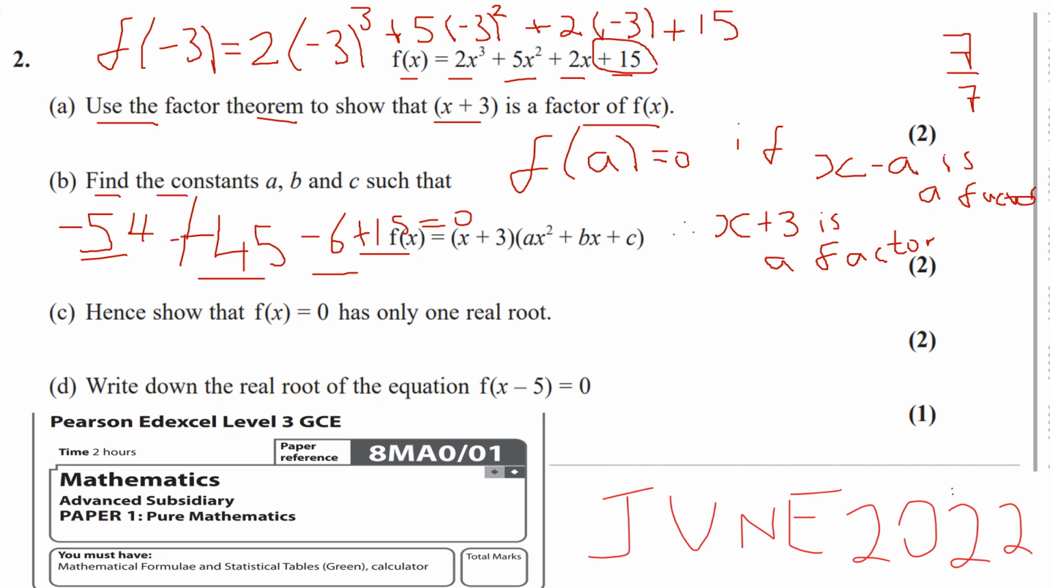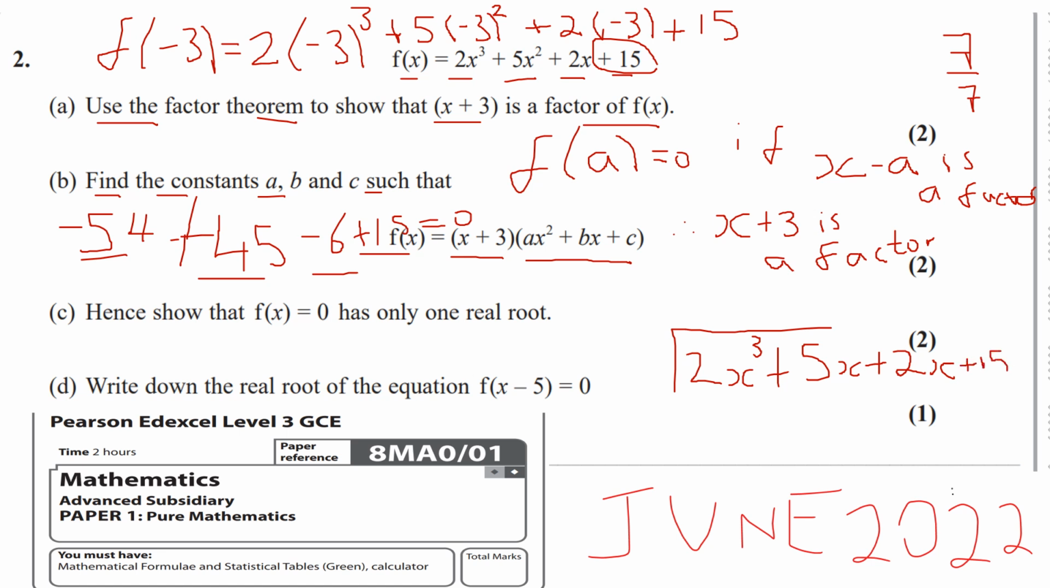Part B, find the constants a, b, and c such that f of x is equal to x plus 3 multiplied by the general quadratic ax squared plus bx plus c. I'm going to use polynomial division. So I'm going to do 2x cubed plus 5x squared plus 2x plus 15, dividing by a linear factor. There is another method for dividing by an algebraic linear term, and that's by inspection.